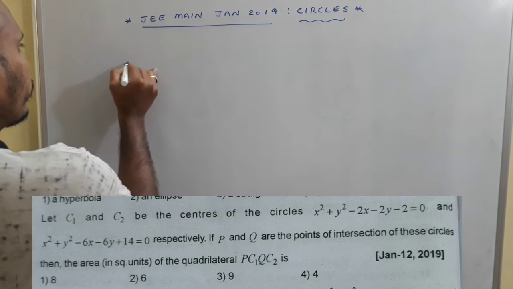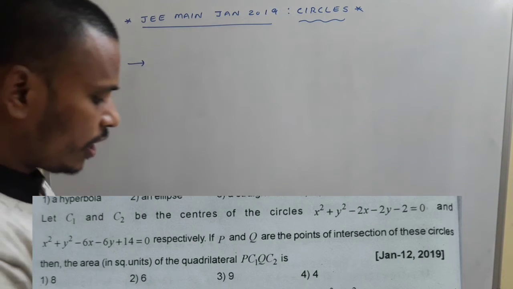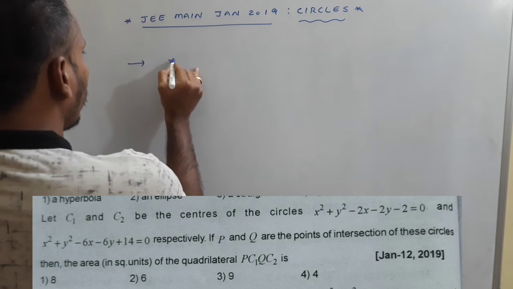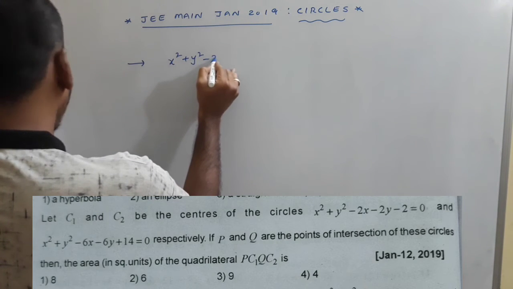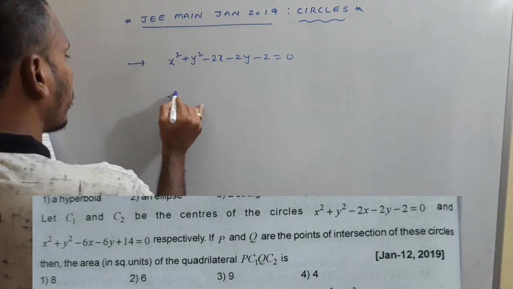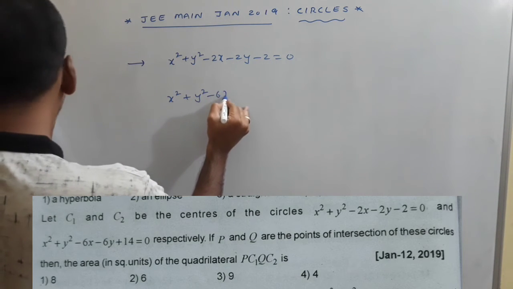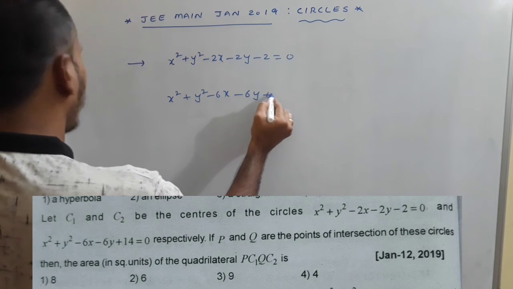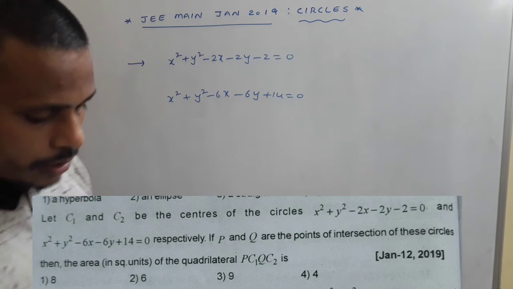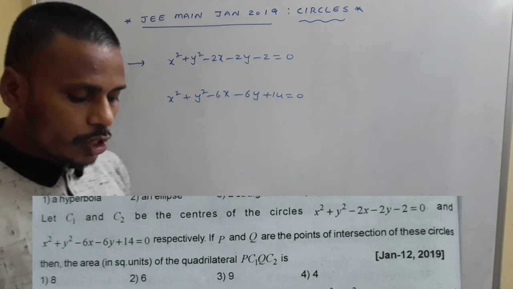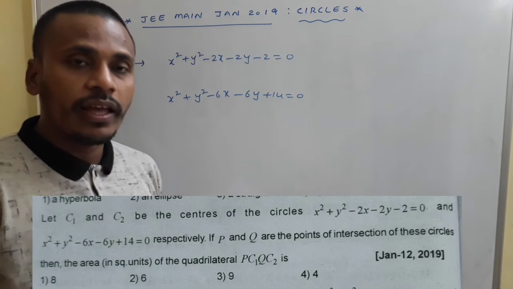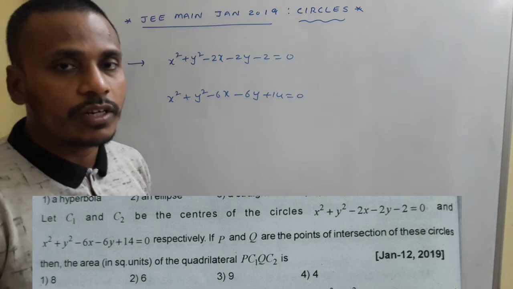So next problem. C1 and C2 are the centers of two circles. The first circle is x square plus y square minus 2x minus 2y minus 2 is equal to 0, and the second circle is x square plus y square minus 6x minus 6y plus 14 is equal to 0. C1, C2 are centers. P and Q are the points of intersection of these two circles. Then we need to find the area of the quadrilateral PC1QC2.